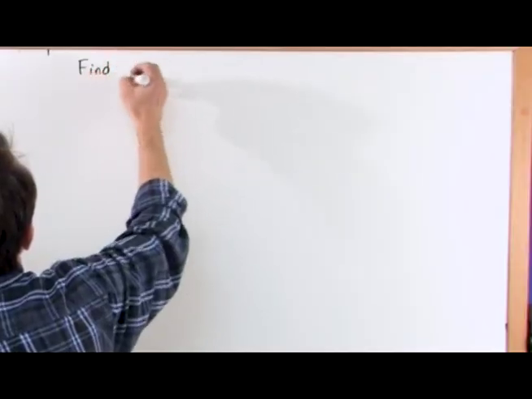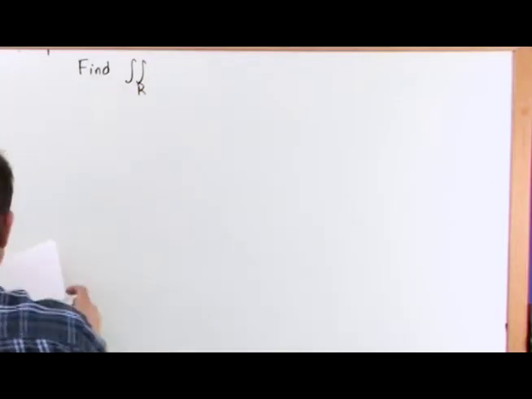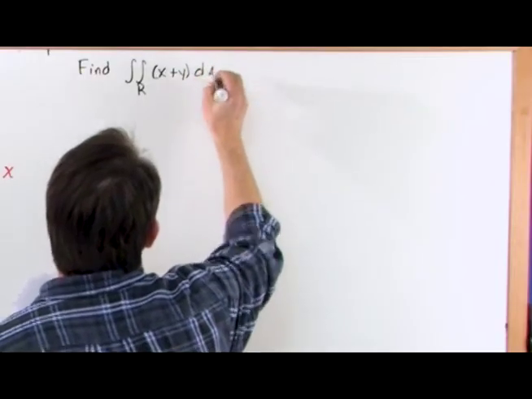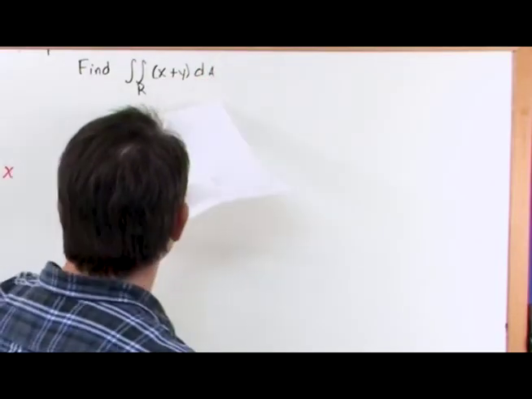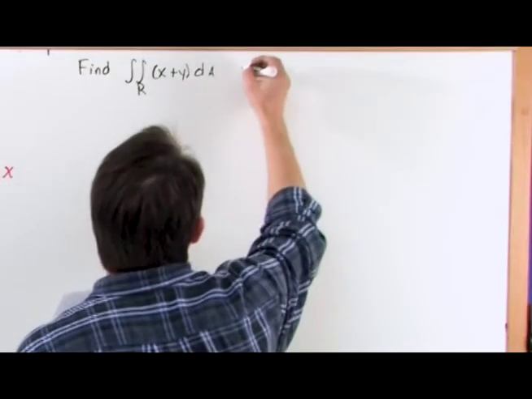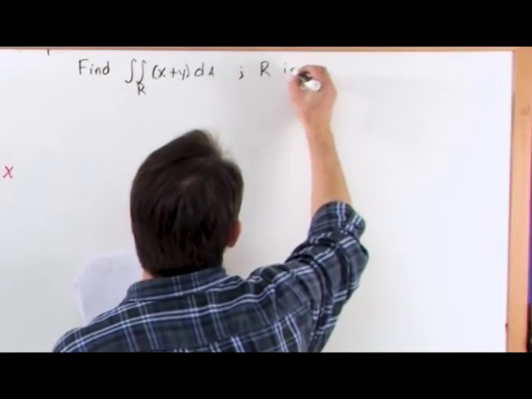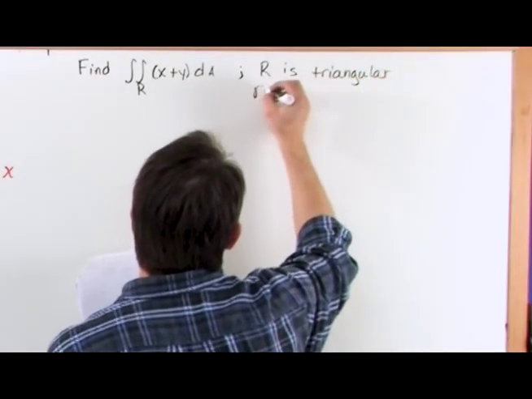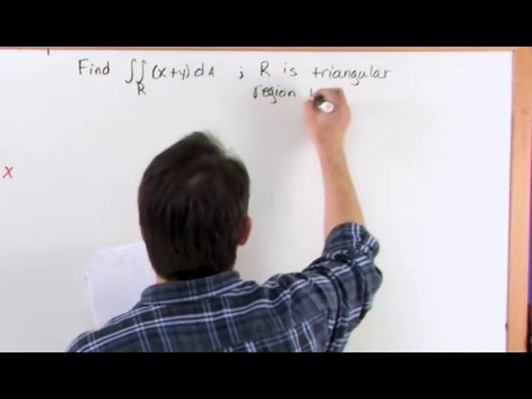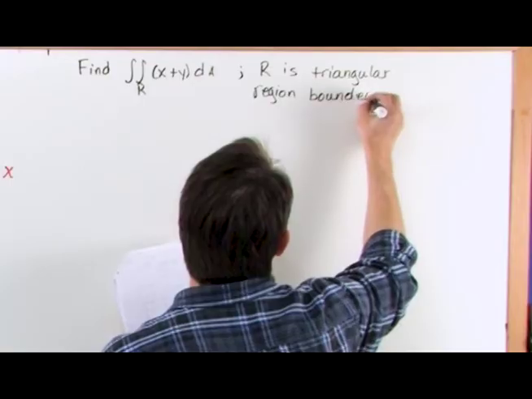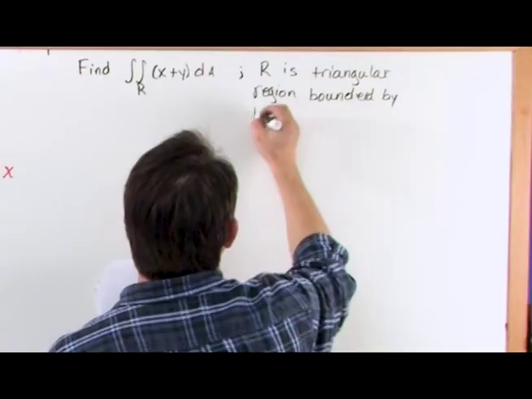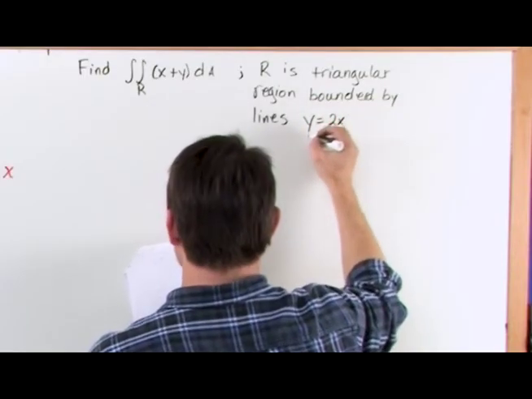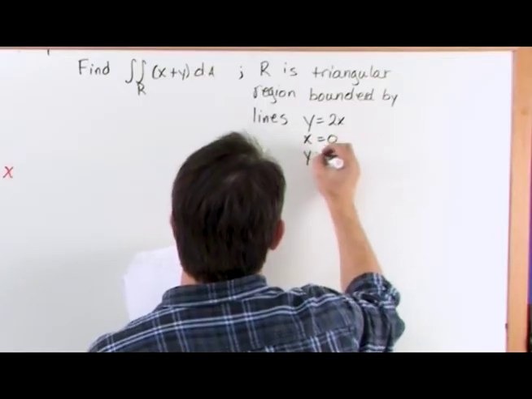So the question would look like this. Find the double integral over the region R, I have not told you what the region R is, of the function x plus y dA. Now that doesn't help you at all because you don't know what the limits of integration are. And then the problem would tell you R is the triangular region bounded by the lines y is equal to 2x, x is equal to 0, and y is equal to 4.